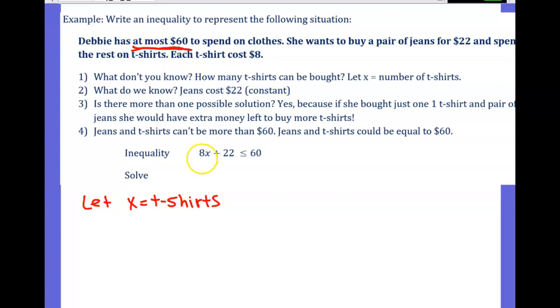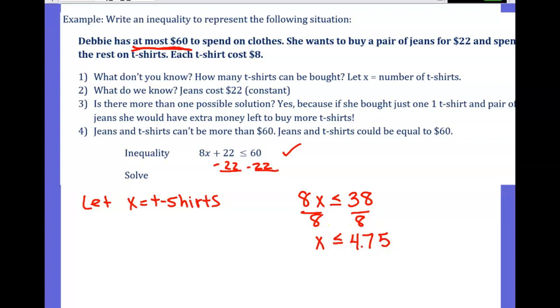So our inequality is actually $8 per t-shirt plus the $22, and that's less than or equal to 60. So we just subtract 22 from both sides. And when we do that, we get 8x is less than or equal to 38. Okay, so then we have the 38 and we divide both sides by 8. And when we do that, our x is going to be less than or equal to 4.75.